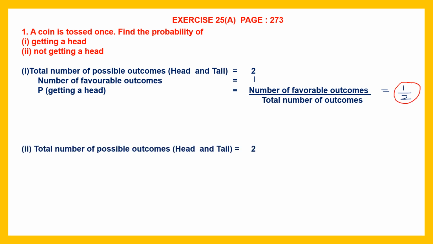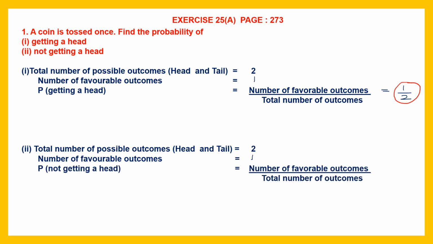Now the next question is probability of not getting a head. So again, this time total number of possible outcomes, head and tail, is 2. Number of possible favorable outcomes, here again there's only one. Not getting a head means the other one is tails, so there's only one there. So now the probability of not getting a head, the formula is here. Number of favorable outcomes is 1. The total number of outcomes is 2. So now 1 by 2, we can't reduce it further. So again here the answer is 1 by 2. I have 50% chances of getting a head and 50% chances of not getting a head because there are only two possible outcomes.